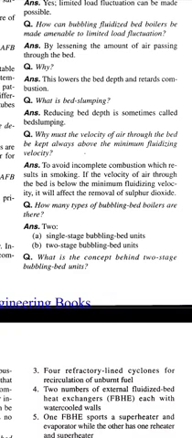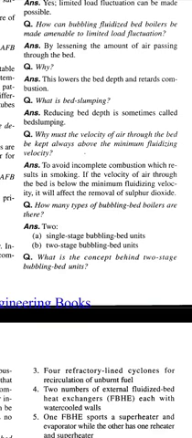Minimum fluidizing velocity. Why must the velocity of air through the bed be kept always above the minimum fluidizing velocity? Answer. To avoid incomplete combustion which results in smoking. If the velocity of air through the bed is below the minimum fluidizing velocity, it will affect the removal of sulfur dioxide.